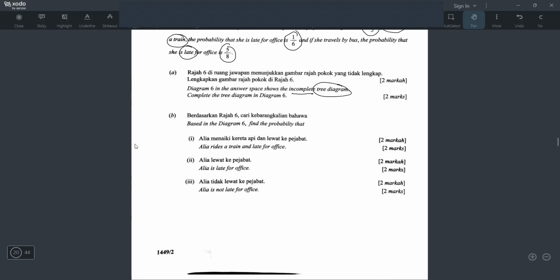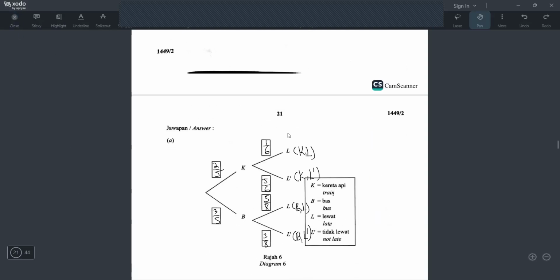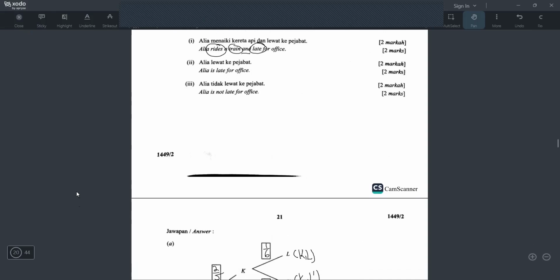So A is done. B says, based on the diagram 6, find probability that Alia rides a train and late. Train and late. So which option I have to take? 1, 2, 3, or 4? Train and late. So I think they are talking about this one, right? Train and late. So what I will write here, I will write number 1.